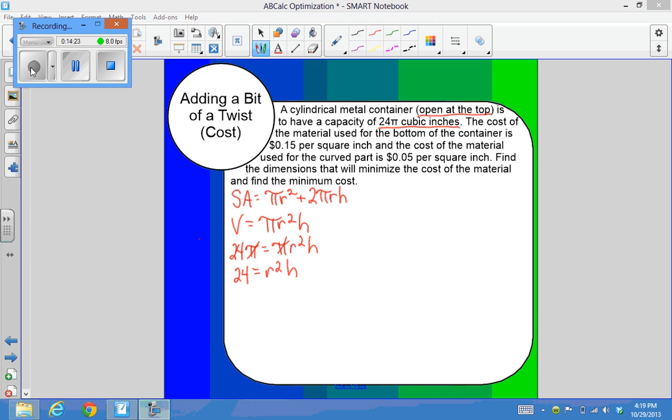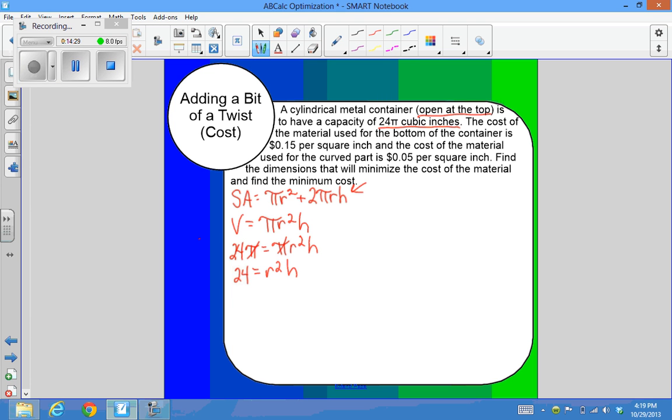Looking back up at my surface area, which is the thing that I want to minimize, I want to minimize the entire equation there. I have pi r squared, 2 pi r, and h. That h is kind of random thrown in there. I can't take these derivatives right now with two different variables in there. We'll get there, but we can't do it right this minute. So I need to get rid of that h. I do that by looking right down here at the equation that we just found. I solved that for h. h is going to equal 24 over r squared.